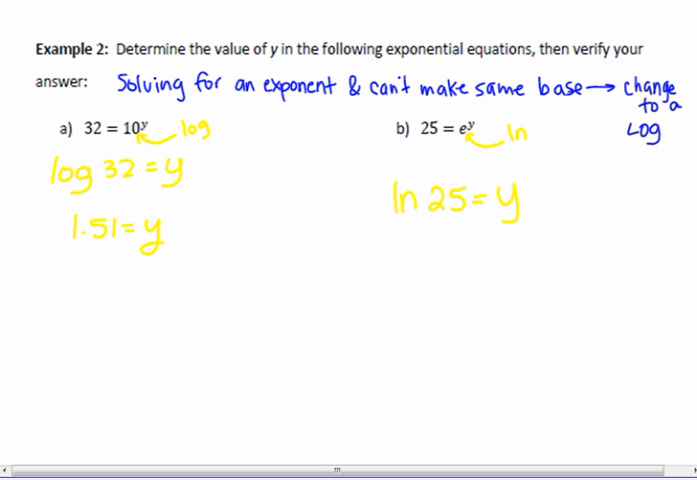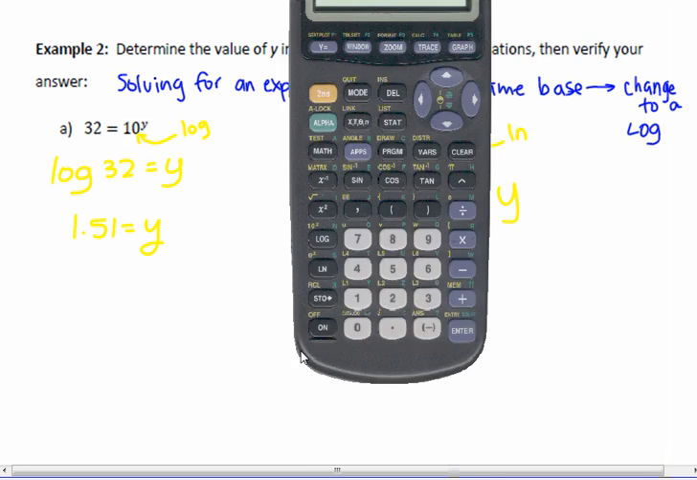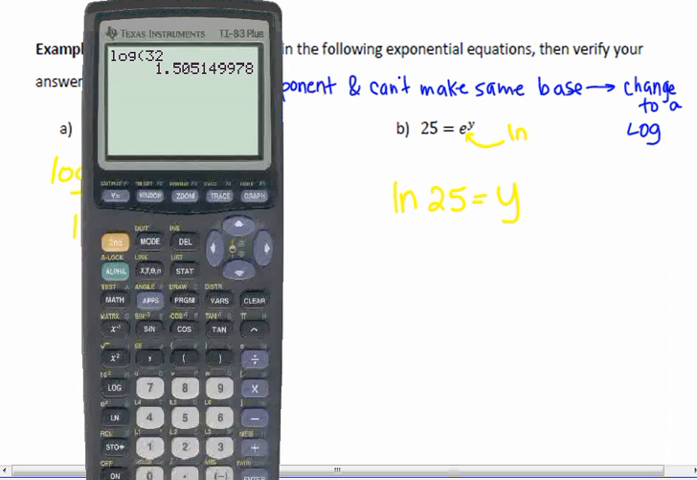e is an actual number, right? It's 2.71 something. It's like pi. It's a symbol that represents an irrational number. And it's used in logs, specifically the natural log.